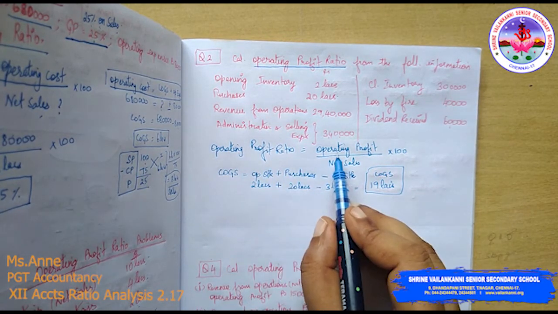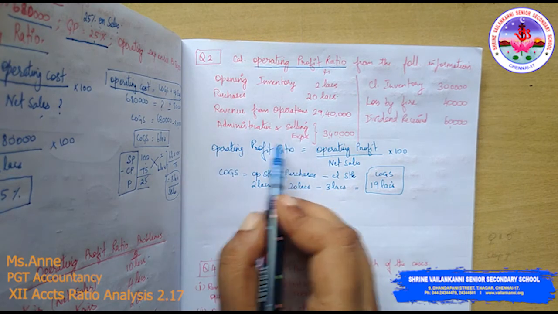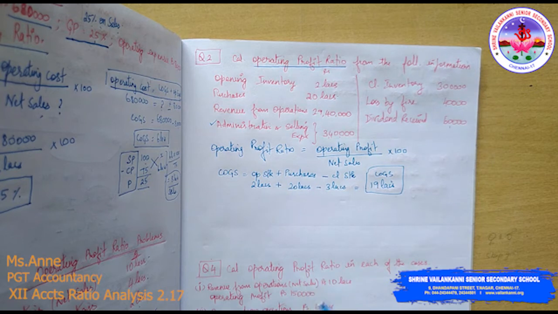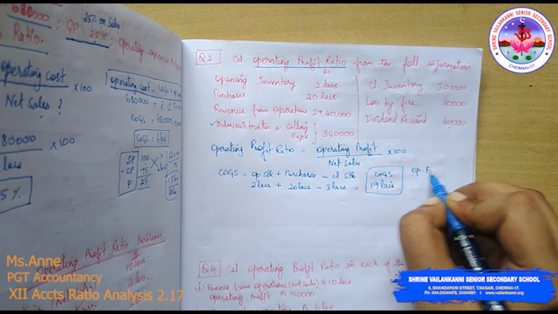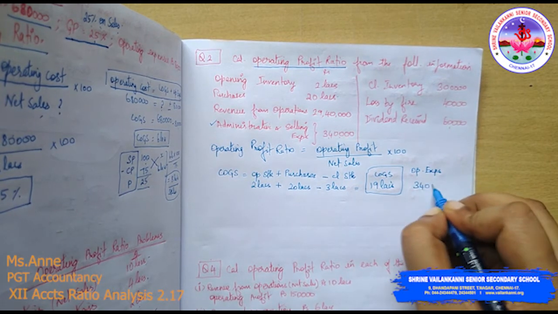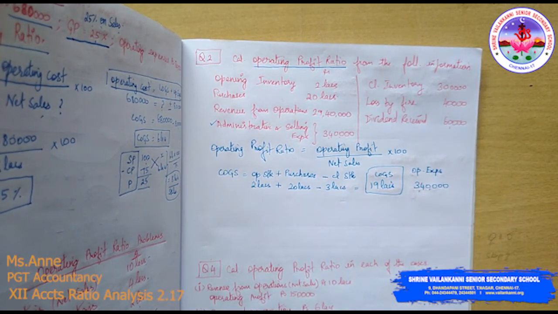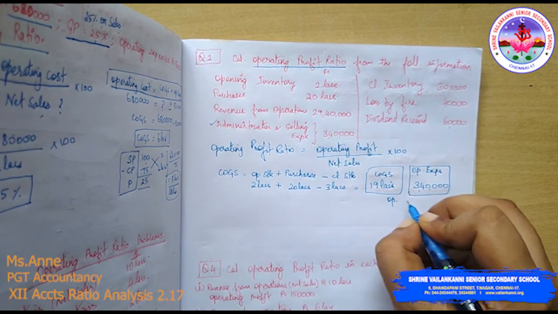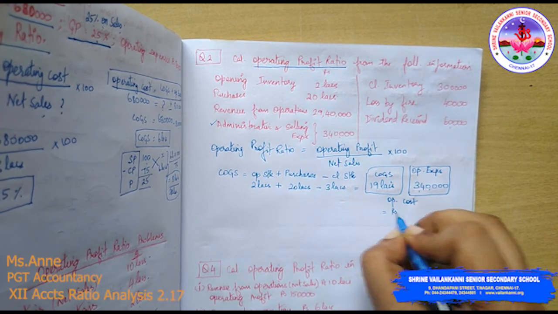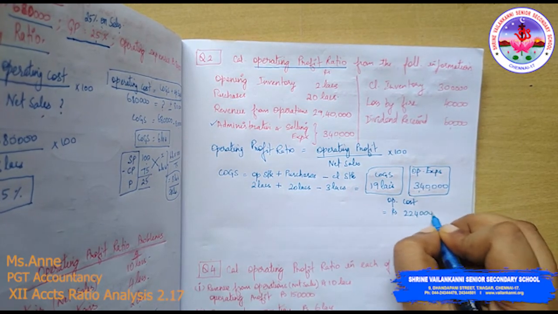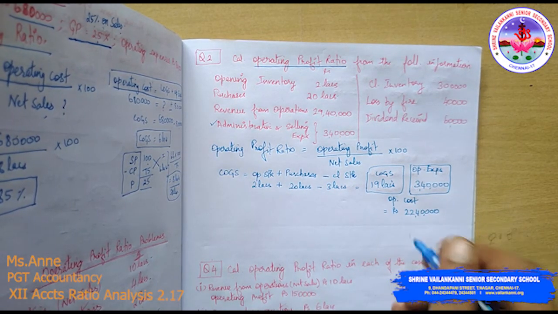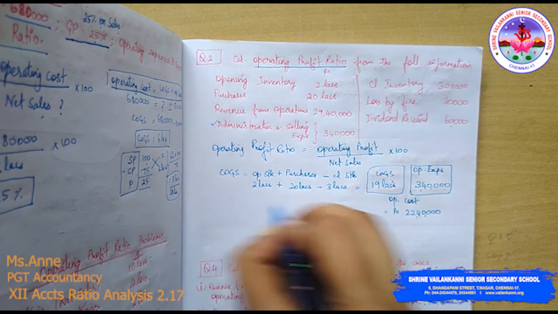Now we have to have other operating expenses. What are the operating expenses? We have administrative and selling expenses, so operating expenses is 3,40,000. So 19 lakhs add 3,40,000. What is your operating cost? Operating cost will be rupees 22,40,000. You have 22,40,000. This is your cost.